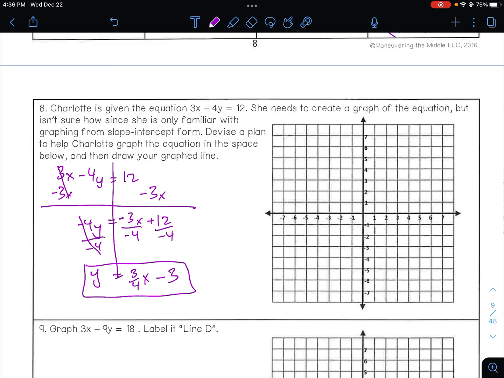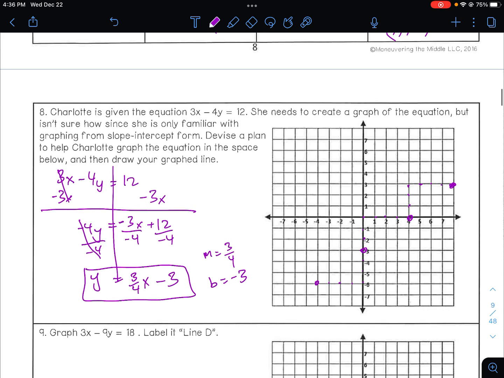Now let's graph that. Our slope is 3 over 4. Our y-intercept is negative 3. So we start at negative 3. A slope of 3 over 4 means rise 3, run 4. 1, 2, 3, up, and run 4, 1, 2, 3, 4. There we go. And then go backwards. And then that's all I can do. The next point would be down there or something like that. Something like that. That's what that would look like.